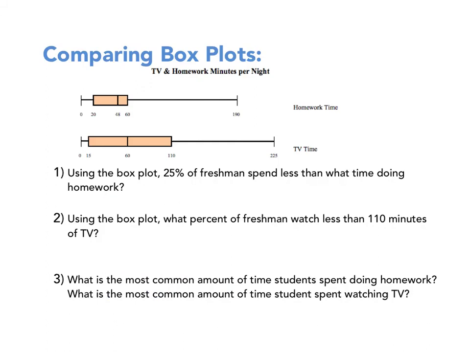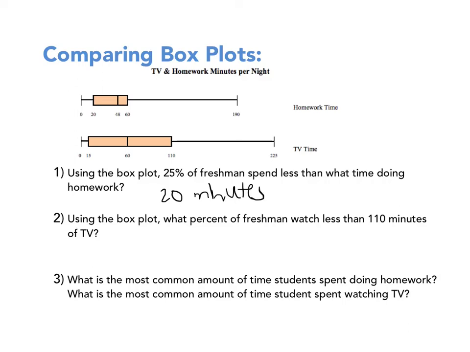And quickly, we're going to compare some box plots. So using the box plot, 25% of freshmen spend less than what time doing their homework? So I know that each of these is 25%, each piece of the box plot, and this is the homework time one. Spend less than what time? So I'm going to look at my first 25%, because this would be 75%, and this would be 100%, and going from Q2 would be 50%. So I know it has to be my first 25%, and I see that that answer is 20 minutes right there.